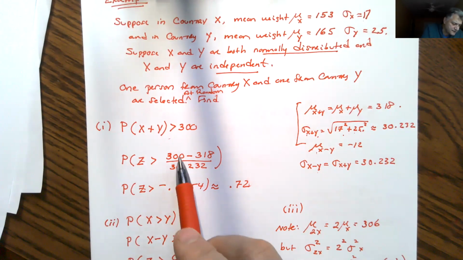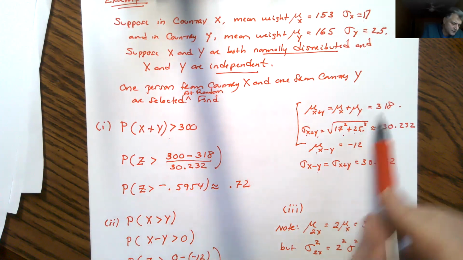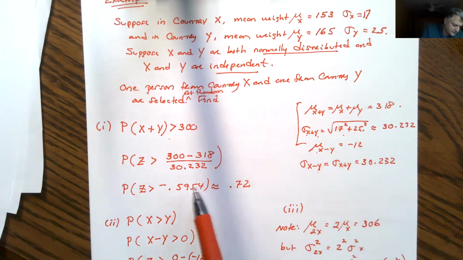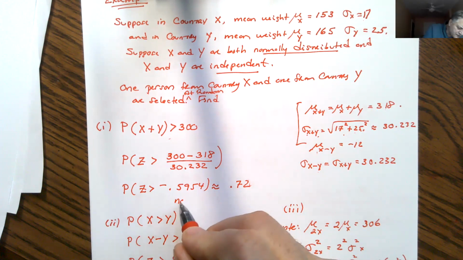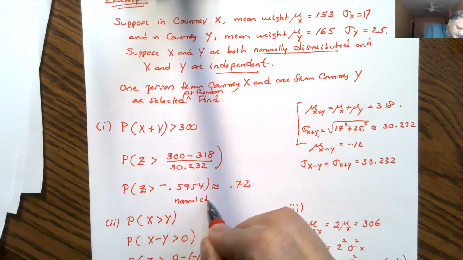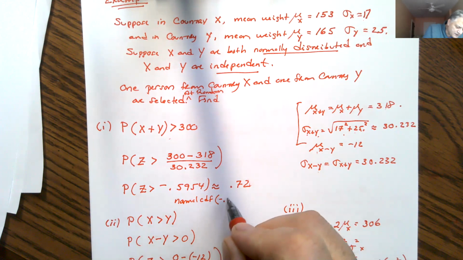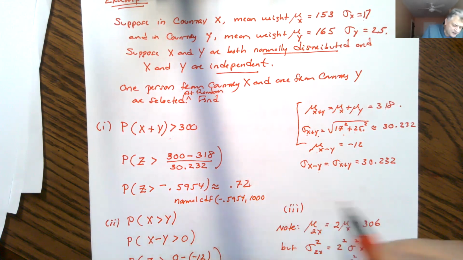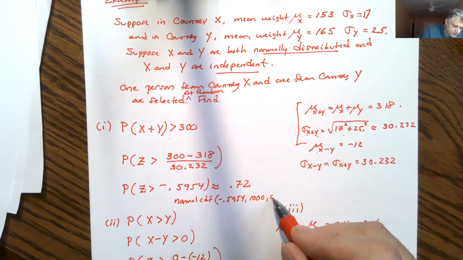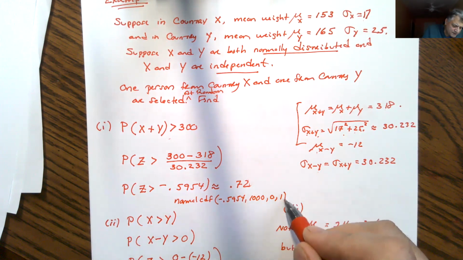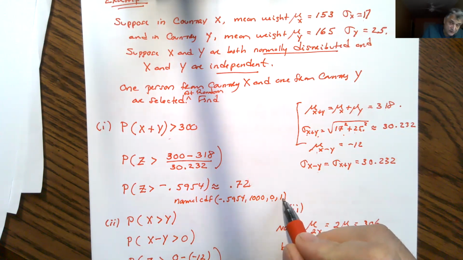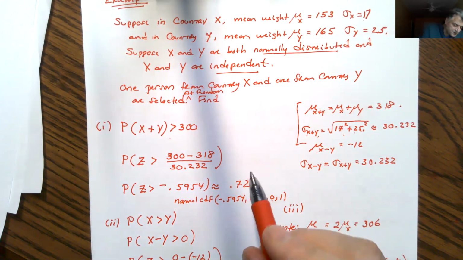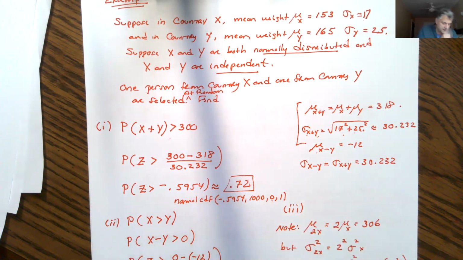So we have 300 minus the mean over the standard deviation. We get the probability that z is greater than negative 0.5954. On your calculator, you can do normal CDF from negative 0.5954 to a large number. If your calculator requires it, you can put the mean of 0 and standard deviation of 1 for the standard normal distribution. So we get 0.72.